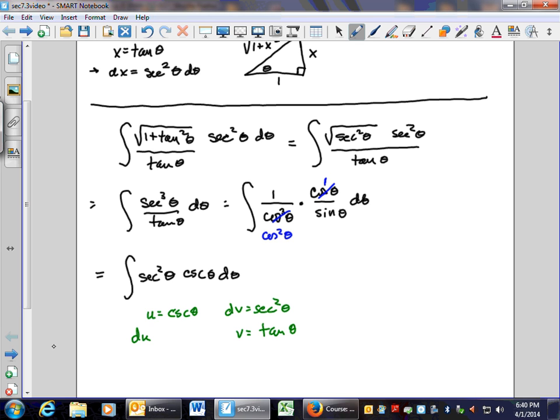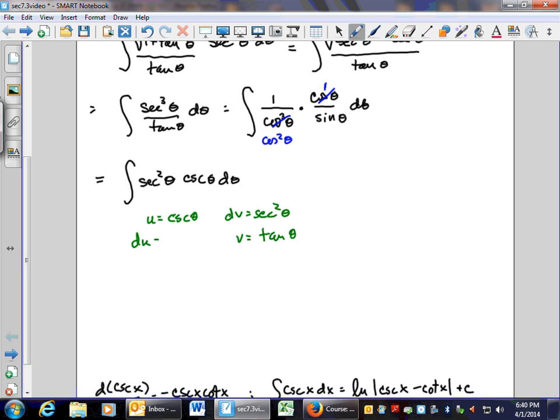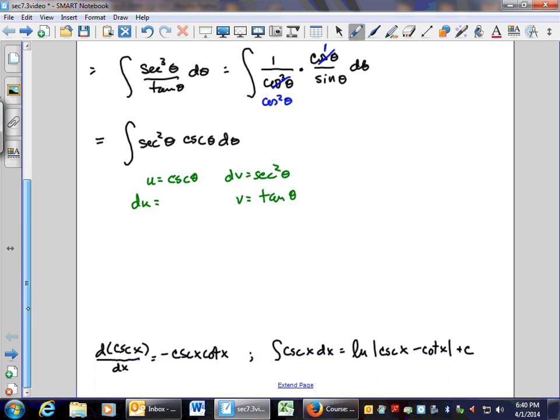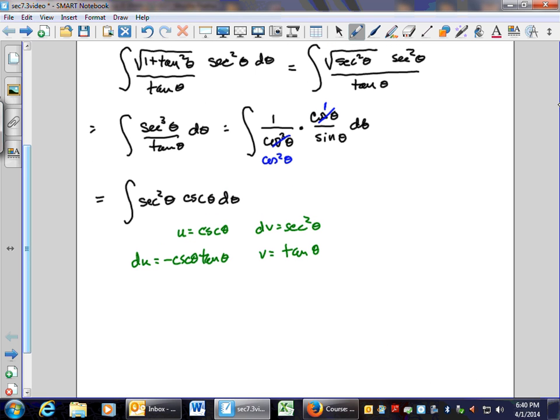Du, let's see, the derivative of the cosecant. Now you would have to refer to your basic forms, but the derivative of the cosecant, that's why I have it down here, is minus cosecant of x tan x. Okay, so let's write that down. Might have to move some of this, so let's move this over. And I've got minus cosecant theta. Was it tan theta? Let me double check. Cotan theta. Okay.